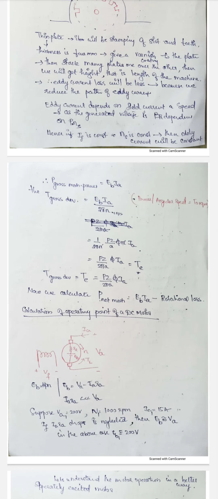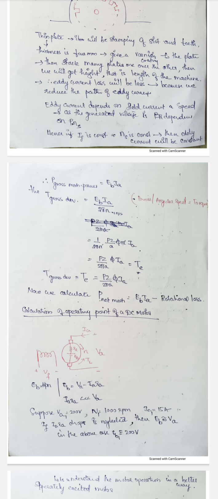Now how can you find out the developed torque? If power is there, power divided by angular speed is torque. This is also a known factor for us. So EB into IA divided by 2 pi n, where n is in RPS, rotations per second.